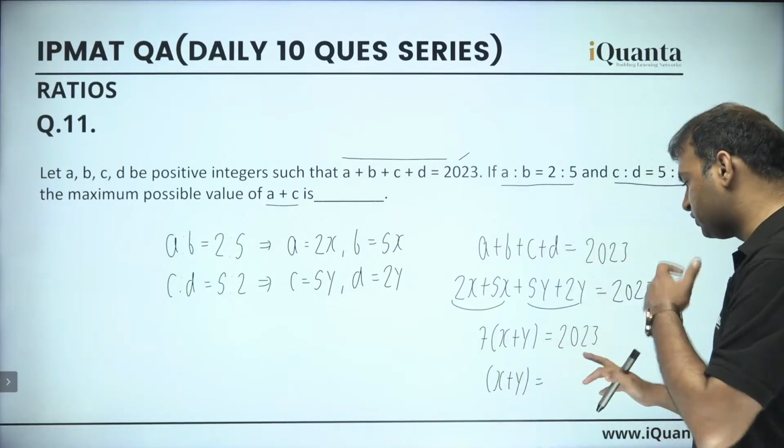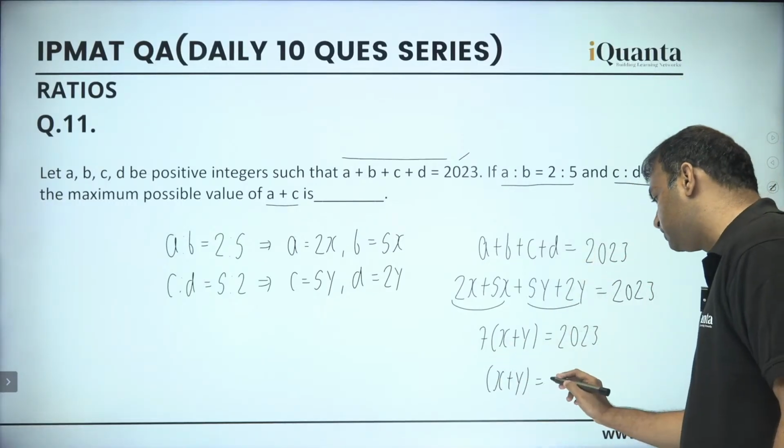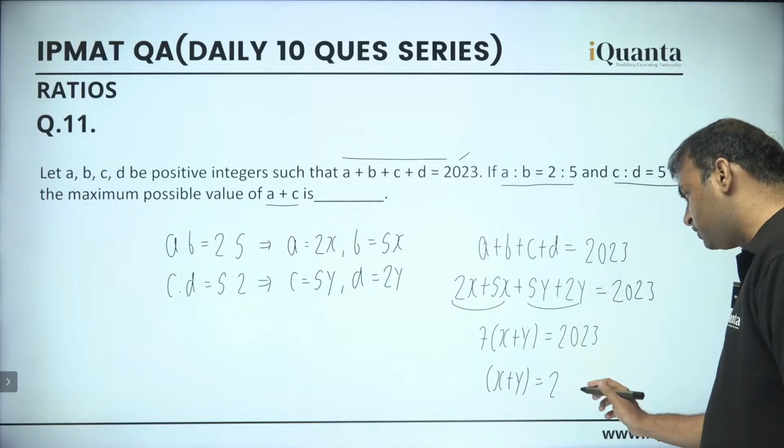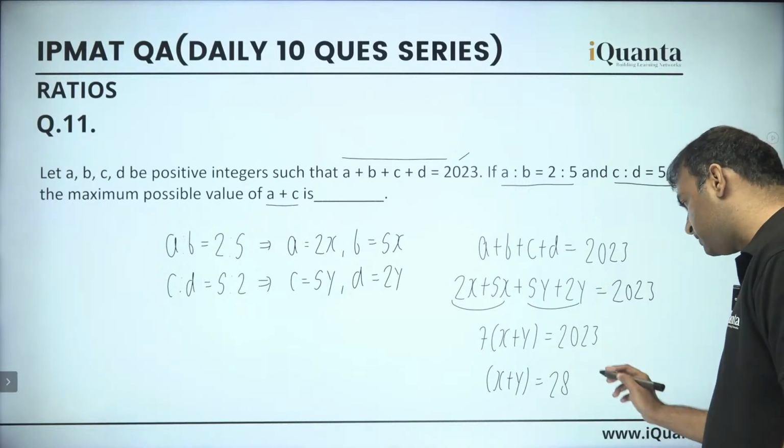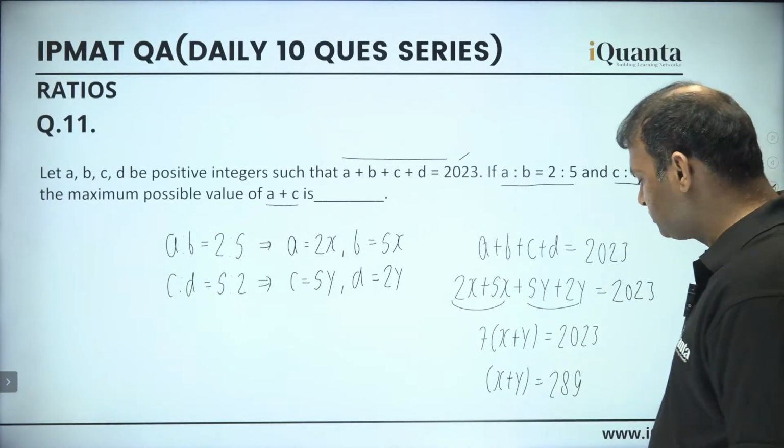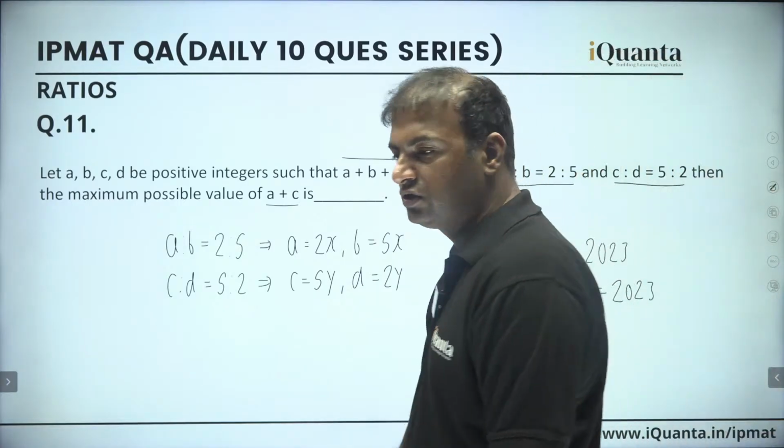See, 2023 by 7: 20 by 7 is first 2, remainder is 6. 62 is going 8 times, remainder is 6. 63 going 9 times. So x plus y is nothing but 289, we can just say that.